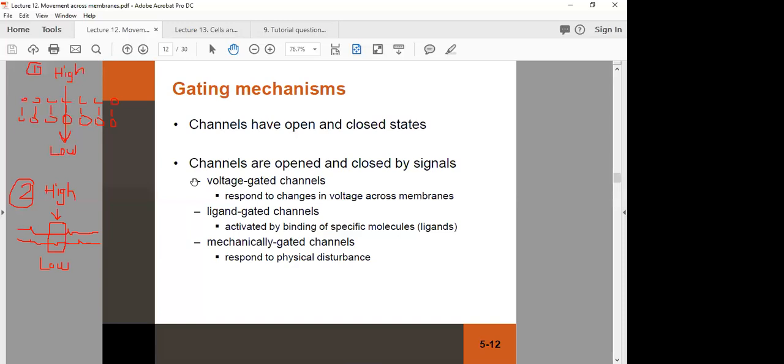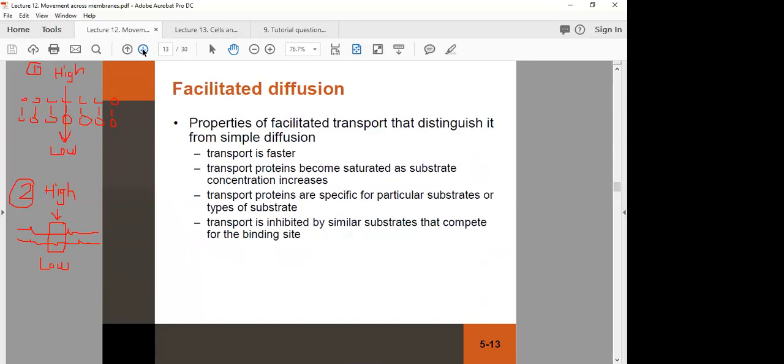We have voltage-gated channels, which respond to changes in voltage across the membranes. We have ligand-gated channels, which are activated by binding of specific molecules called ligands. And we have mechanically gated channels, which respond to physical disturbance. So if you're interested, you can look those up and you'll be able to read about lots of different types of signalling processes that cause these channels to open and close.